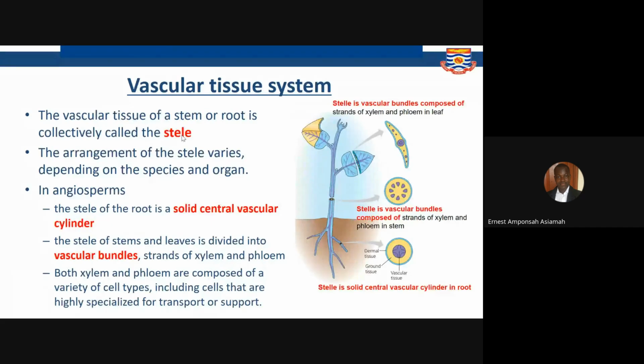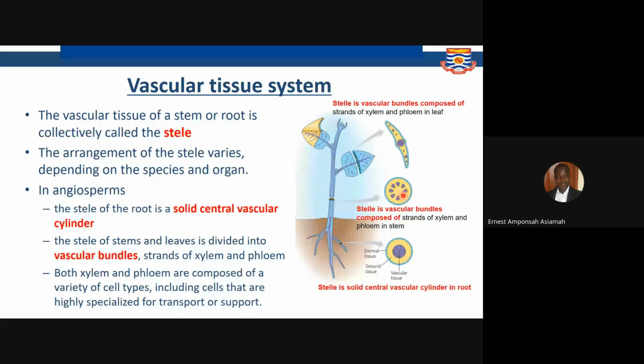And one thing is that the arrangement of the stele, the vascular tissue, differs in species and also in organs. So I'm going to use some plants which are specialized in forming seeds. These are usually the flowering plants, the angiosperms. If we look at the angiosperms, for example, the vascular tissue is more of a solid central vascular cylinder. So it's at the center, and it appears like a cylinder.